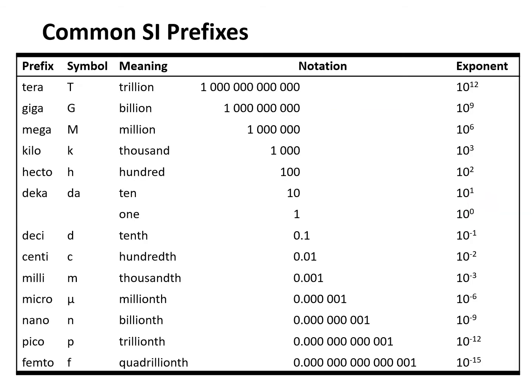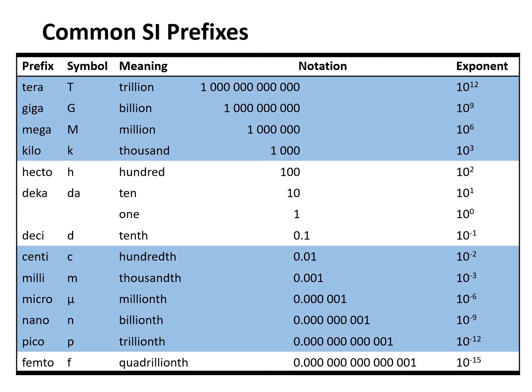A major advantage of the metric system is that it is based on powers of 10. So for example, a kilogram is 1,000 grams. A gigahertz is a billion hertz. Similarly, a centimeter is 1/100th or 0.01 meters. And a micrometer is a millionth or 10 to the minus 6 meters. This table represents the most common prefixes that are used in the SI system. You are responsible for knowing the prefixes highlighted in blue.